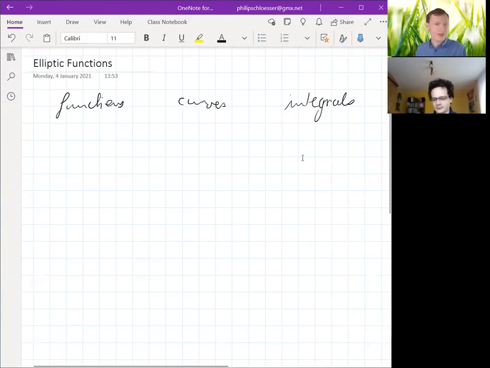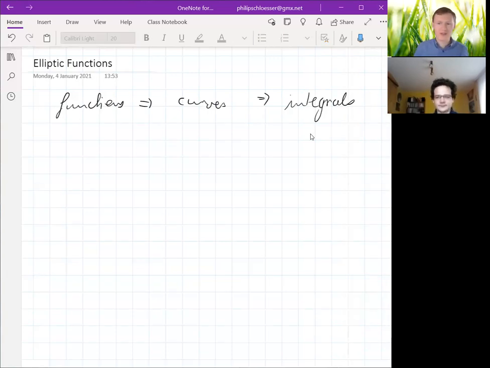We're going to start with functions, then we're going to go to curves, and then we're going to go to integrals. And it's only the integrals that have a direct connection to actual ellipses. So I guess you will have to watch until the end to find out.